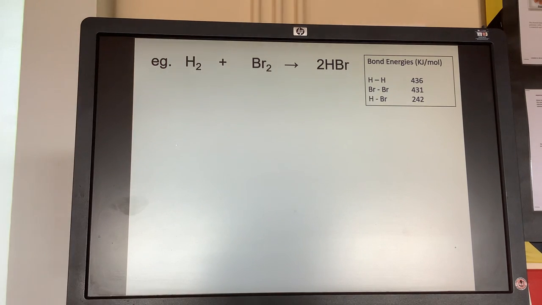Got another example here. Hydrogen plus bromine makes hydrogen bromide. I've got the bond energies here. We would normally get a diagram of either the atoms or circles of particles to give us an idea of the bonds that are involved. But hopefully we'll see. This is H2, which means I've got an H attached to an H. And I've got a Br attached to a Br. What am I going to have to do to these bonds? I'm going to have to break them.